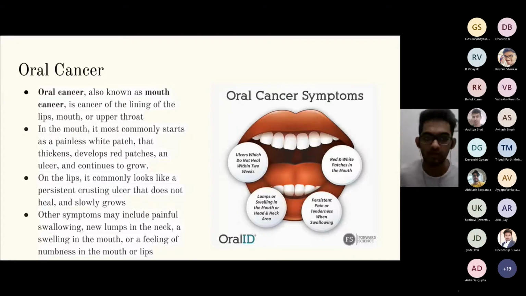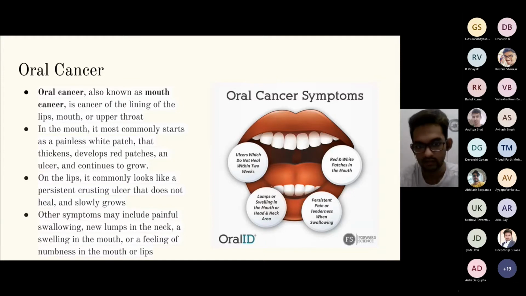First of all, I'll talk about oral cancer. Oral cancer is also known as mouth cancer and is a major cancer, at least in our country, India. It usually occurs in the linings of the lips, mouth, and upper throat. In the mouth, it starts as a painless white patch that thickens, becomes redder and redder with time, forms an ulcer, and continues to grow. On the lip, it commonly looks like a persistent crusting ulcer that does not heal, and it grows very slowly.